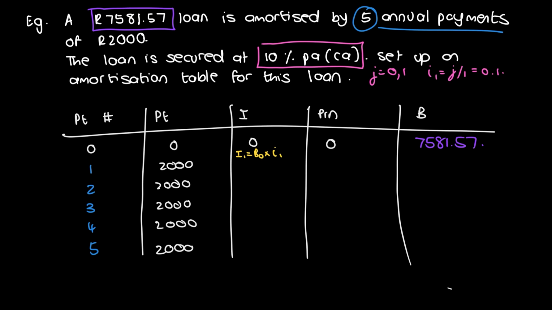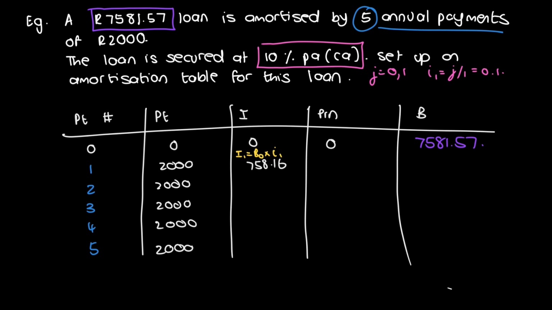Okay, now we're going to work it out a little bit further from here. So it's B0, so it's the 7581.57 times by 0.1, and that's going to give us 758.16.